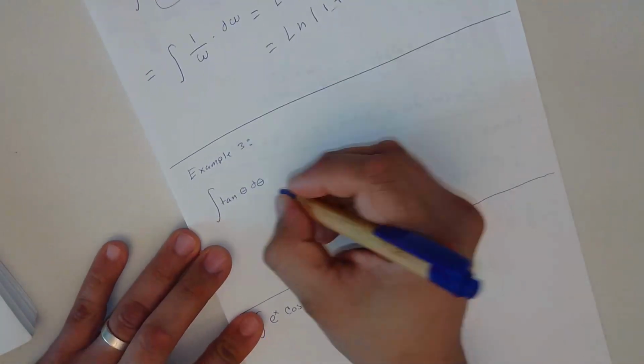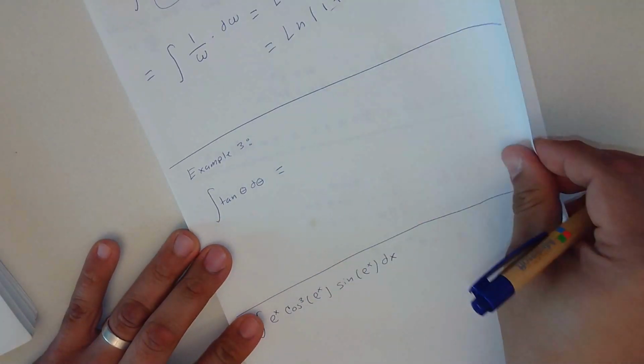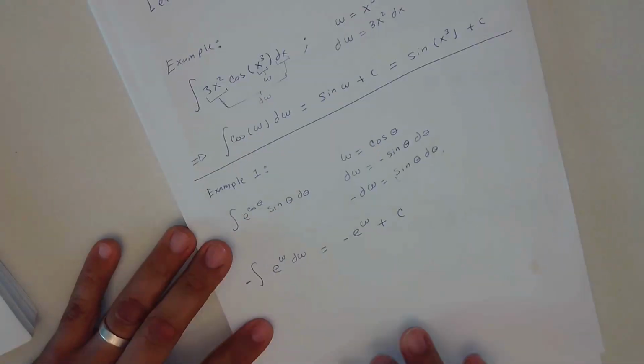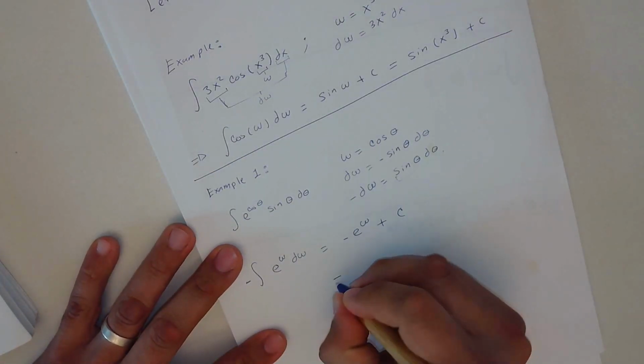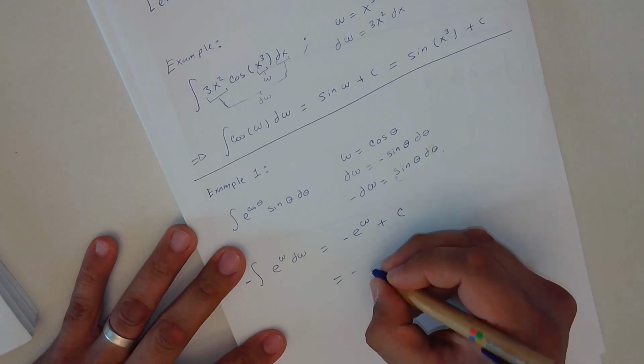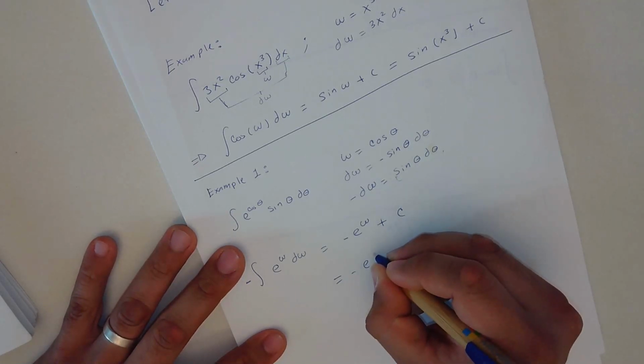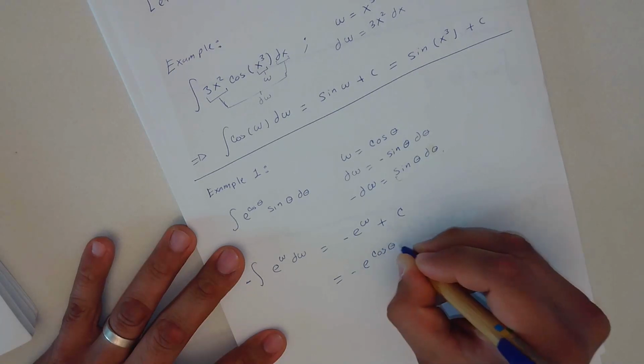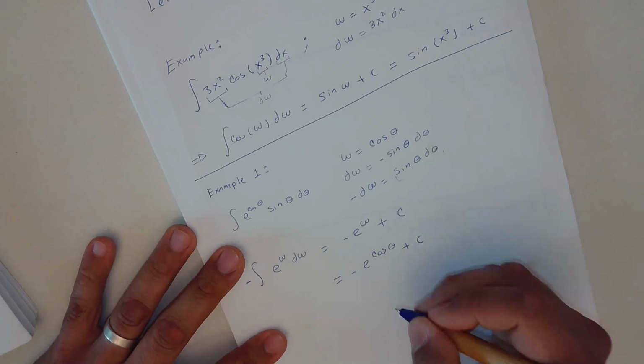Let's do another, a different one. And by the way, in the previous one, we can also substitute back, to e to the cosine of theta plus C. That will be the final solution for that one.